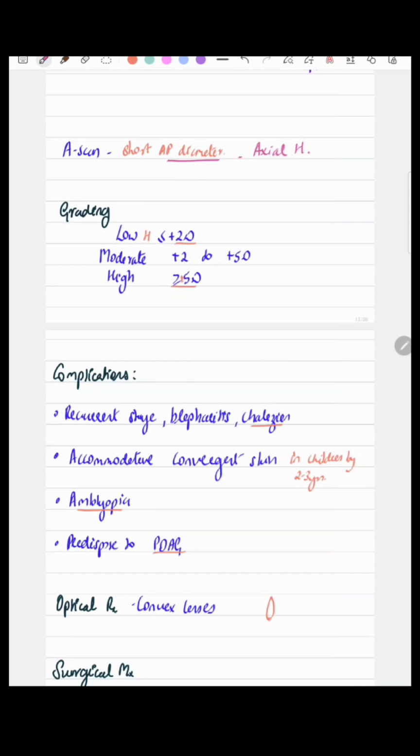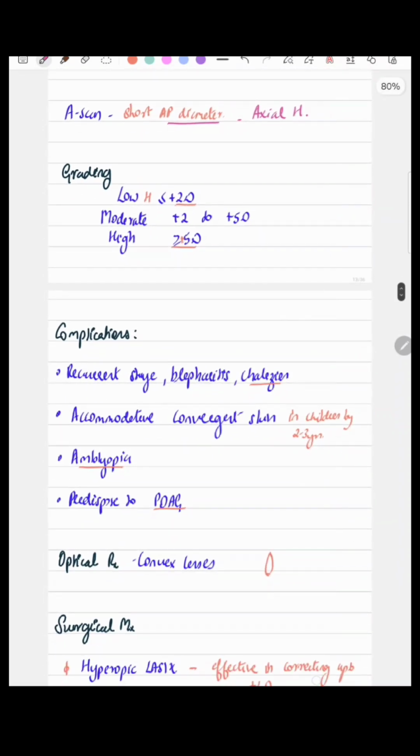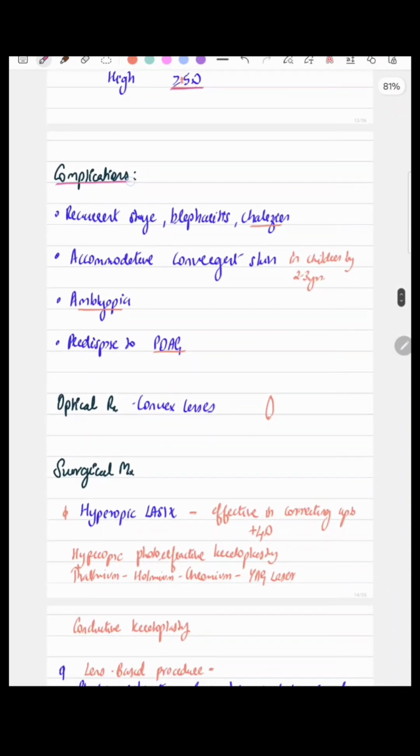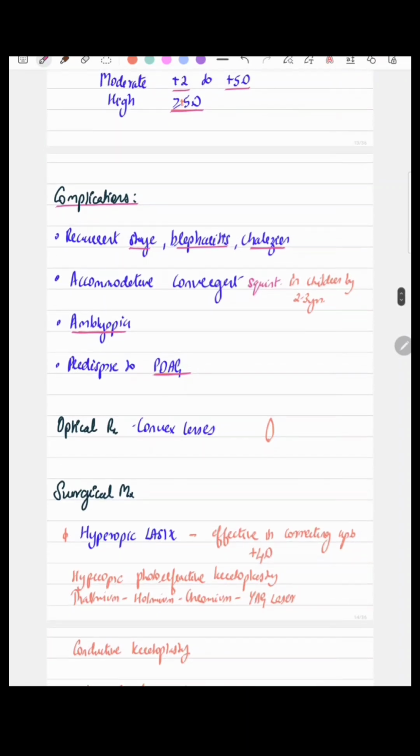Grading of hypermetropia: it is graded as low when the power is less than 2 diopters, moderate when it is between 2 to 5, and high when the power is more than 5 diopters. That is grading of hypermetropia. Coming to complications of hypermetropia, it includes recurrent stye, blepharitis, chalazion, accommodative convergent squint, especially in children between 2 to 3 years, amblyopia, and can predispose to primary narrow open angle glaucoma.